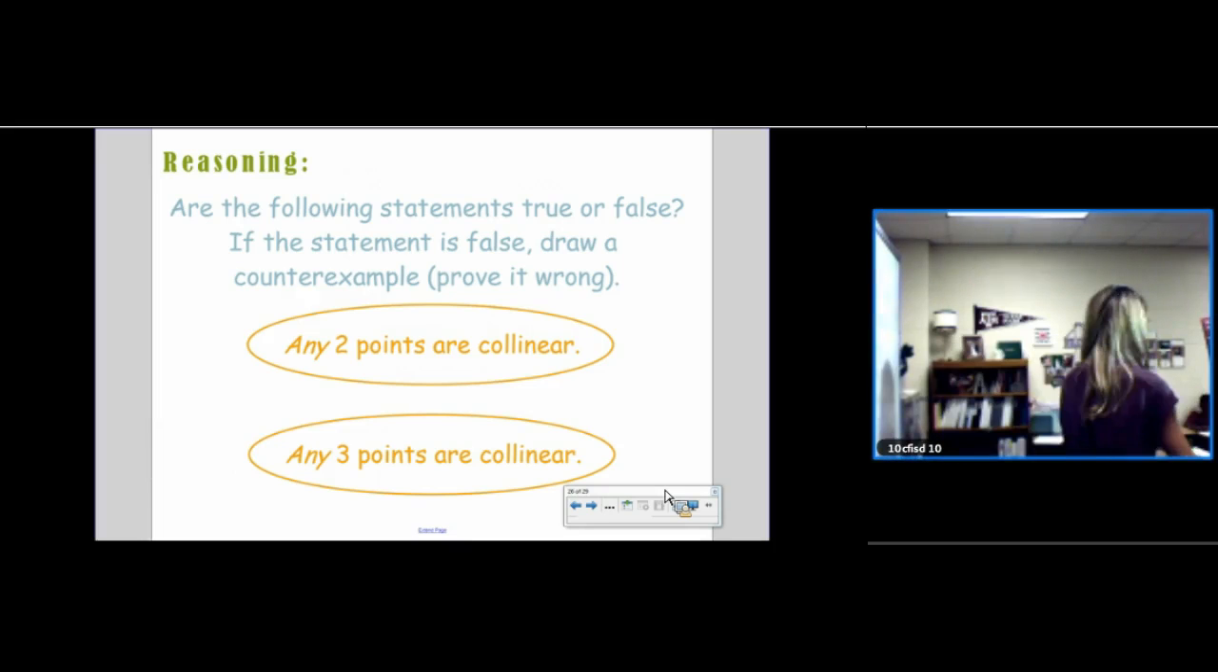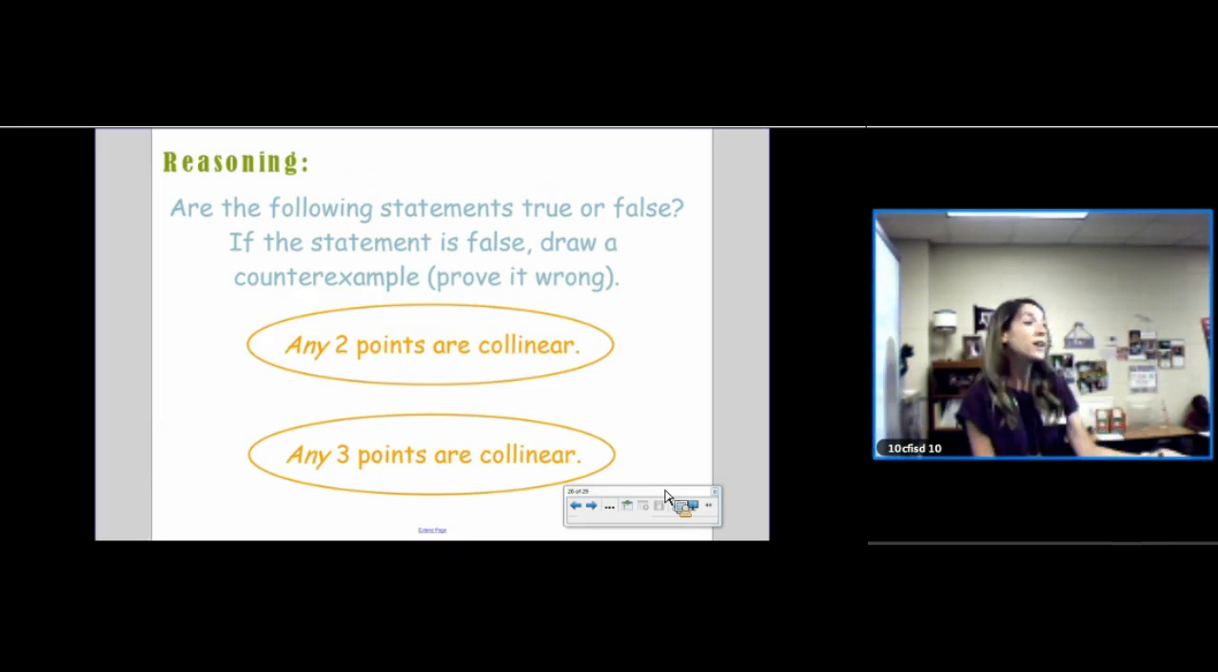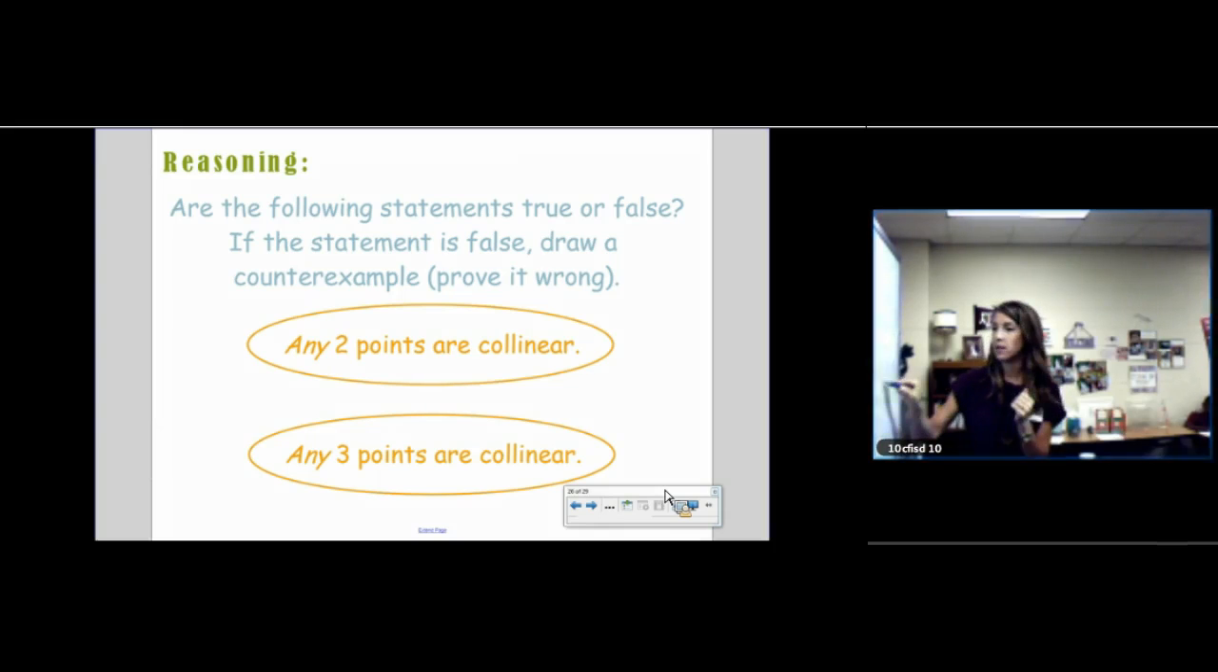Now try to draw 2 points that Michelle could not draw a line through. Could you draw 2 points on your board where you gave it to me and I couldn't connect them with a line? No. So, true or false? Any 2 points in the universe are collinear, are on the same line. True. Very good. So I could have a point on Mars and a point on Jupiter, and someone could draw a line through them.